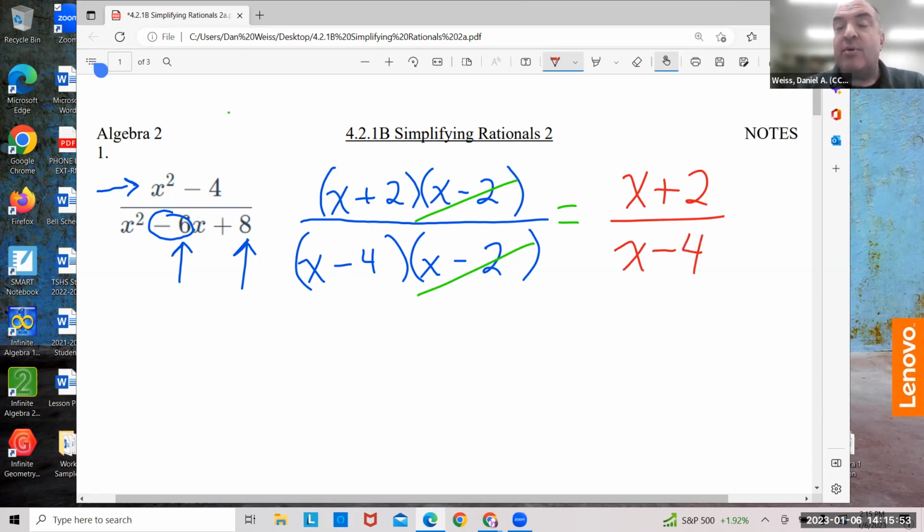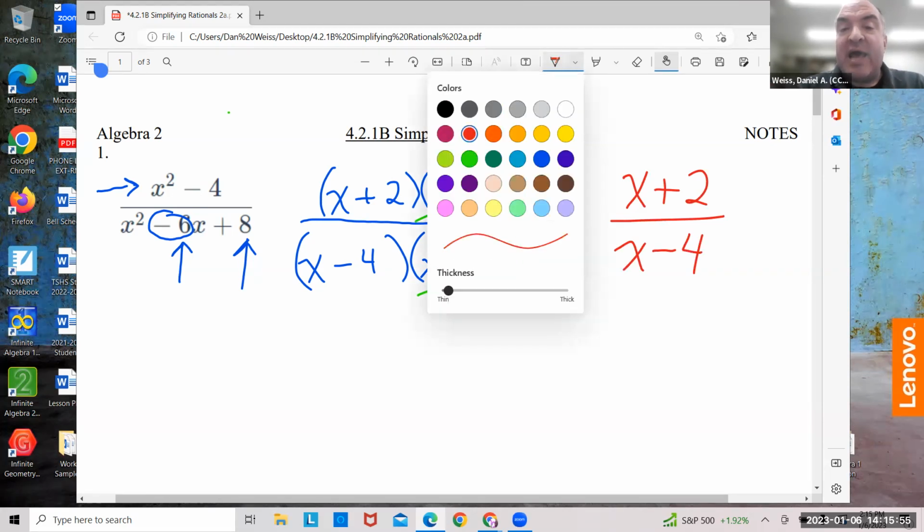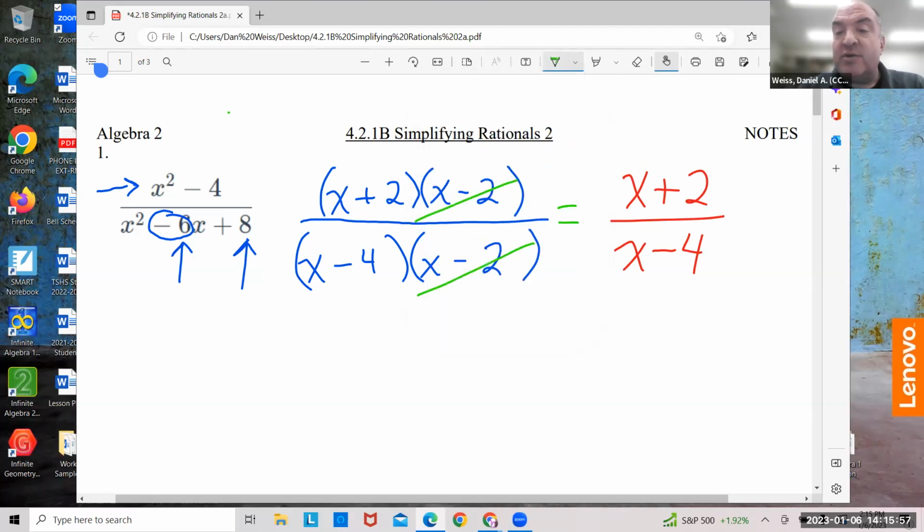And please remember, you cannot do this. No, no, because you have a minus and a plus. When there's a minus or a plus, you cannot cancel, only when it's multiplied. So this is your answer.